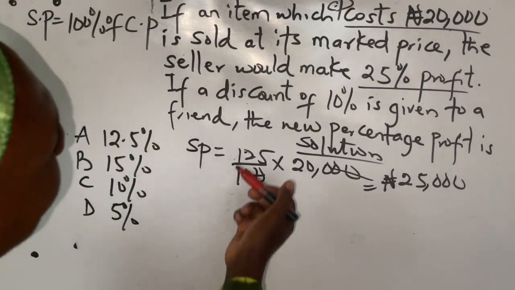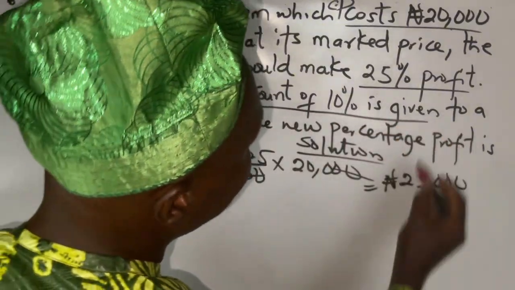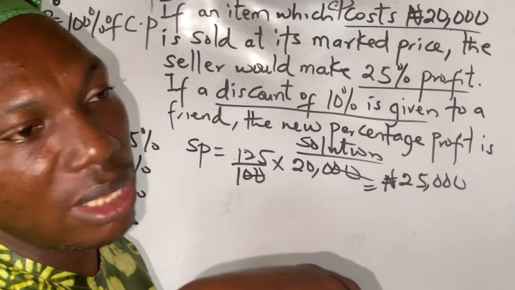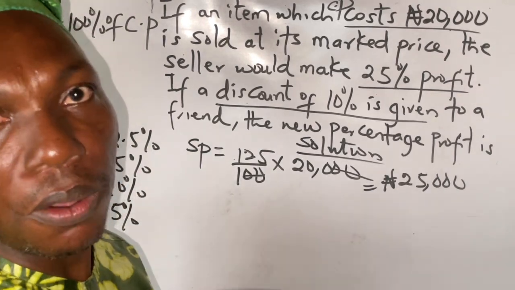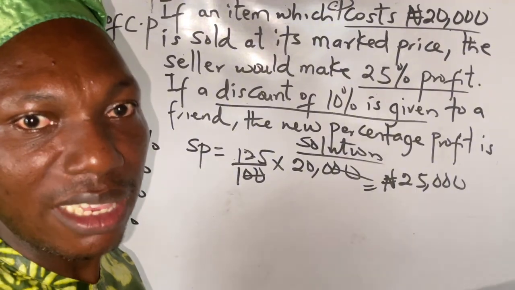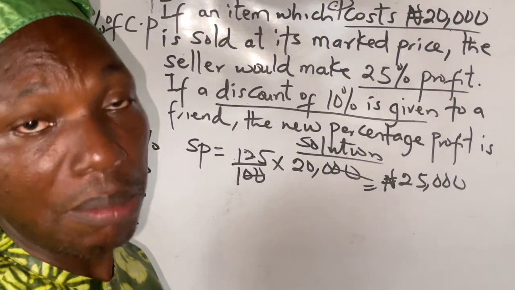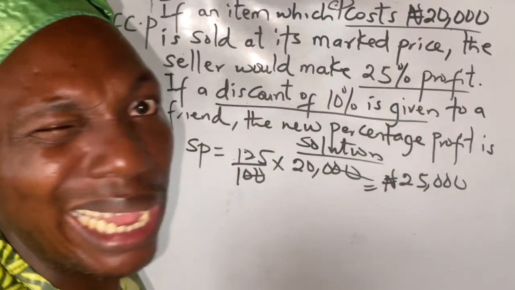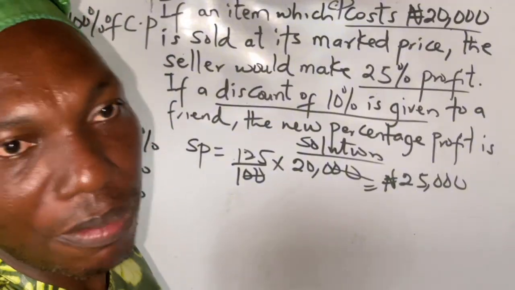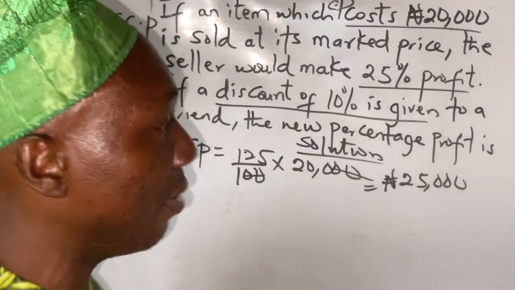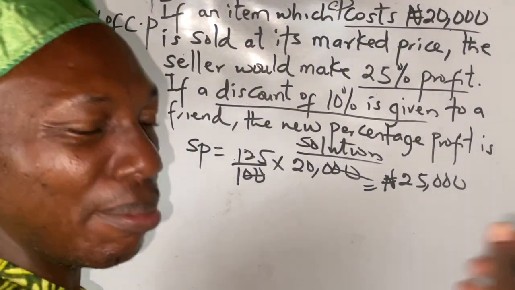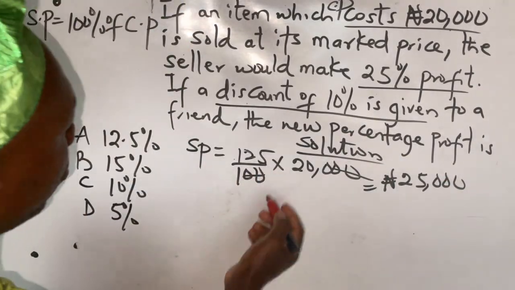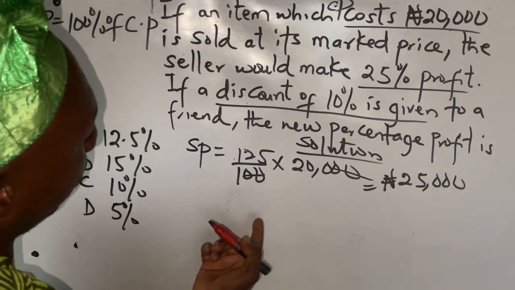The question now says, if a discount of 10% is given, discount means the reduction in the cost of an item. I wanted to sell a biro for 20 naira. Because I'm selling it to a friend, I'm going to give a discount, maybe 2%, 3%, just to encourage him. So discount is always on the selling price, the reduction in the price of the thing you are selling to a friend. Discount is defined as a rebate in the cost of an item, but actually it's on the selling price. So we have the new selling price now.